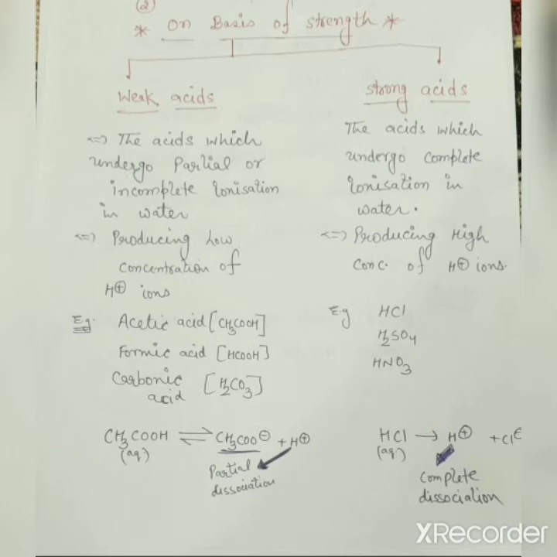Around 30 to 40% of the ionization takes place in weak acids, producing a low concentration of H plus ions. Examples of the strong acids are HCl, H2SO4, HNO3. Weak acids are acetic acid, which is present in vinegar; formic acid, we already talked about bean stink and ant; carbonic acid, soda water, H2CO3.